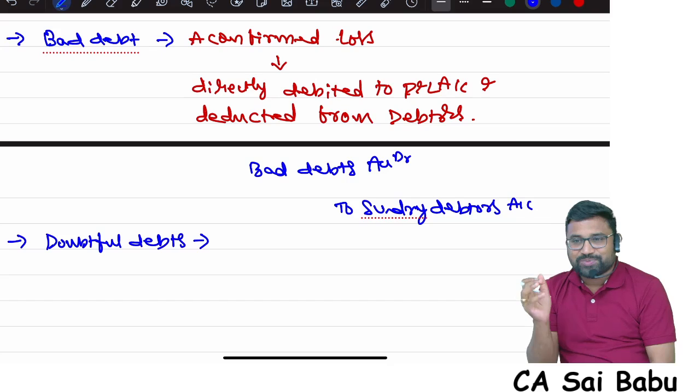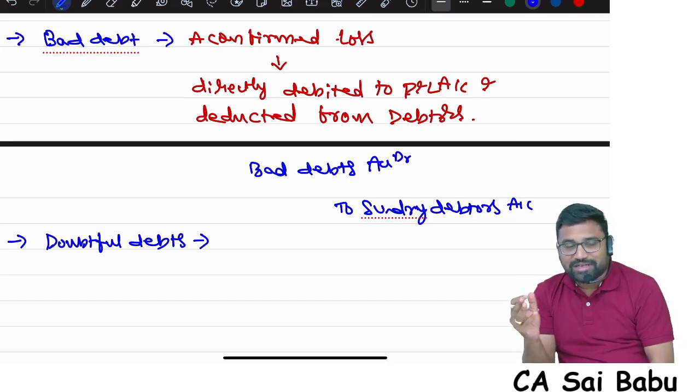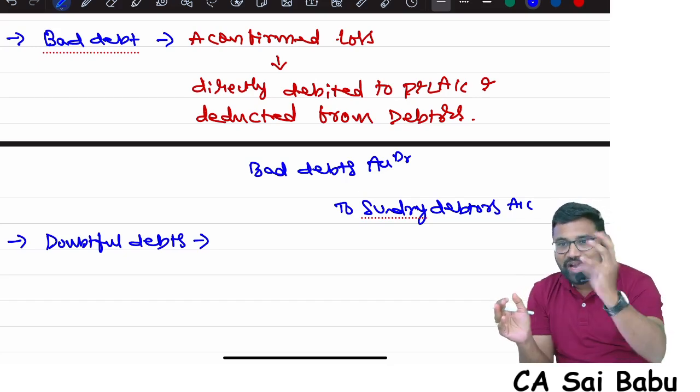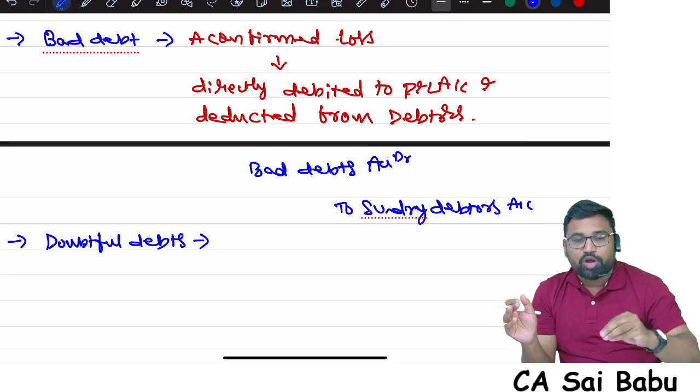You are doing this business. Last year, how much amount was not paid by the debtors? You have an idea. Our company can have a policy every year, 10% on debtors. I will create a provision.